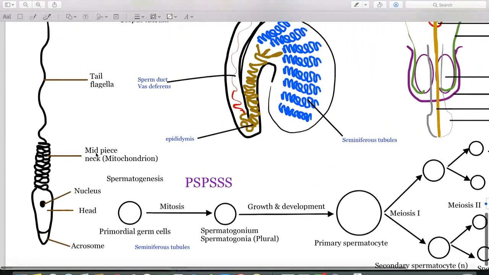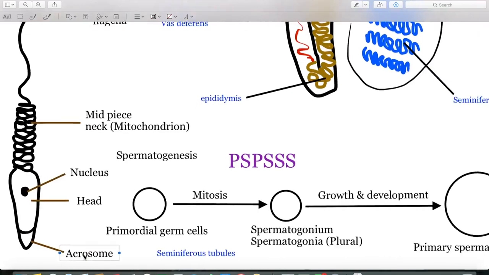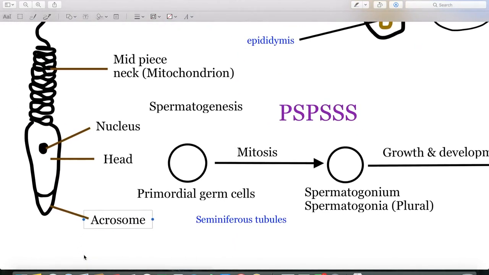Here is where I want to show you the cute little fella, the sperm cell. This is the head. The head contains the nucleus, a haploid nucleus that carries the genetic information from the father, dad. So the nucleus is stored inside the head. At the tip of the head, you have the acrosome. This is something that is not in your textbook.